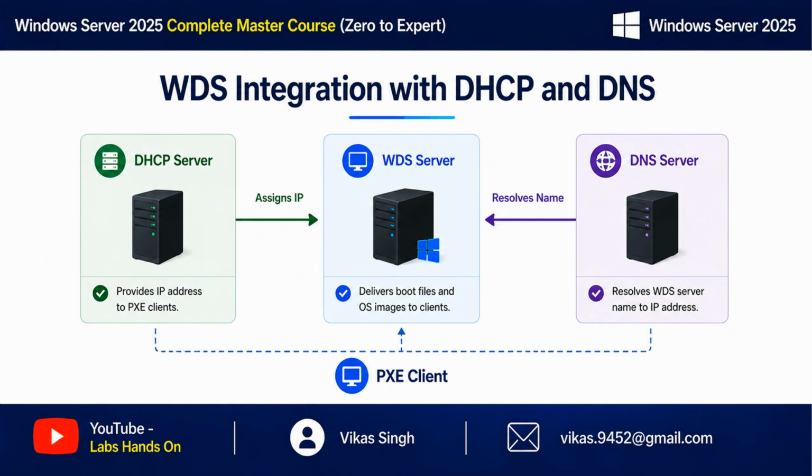Once the WDS server is found in the infrastructure, it provides the required boot file and operating system image to the client machine. So the client can load the boot image and start the deployment process for the Windows installation. In simple terms, DHCP provides the network connectivity, DNS helps to locate the WDS server, and WDS delivers the boot and install image to the client machine.